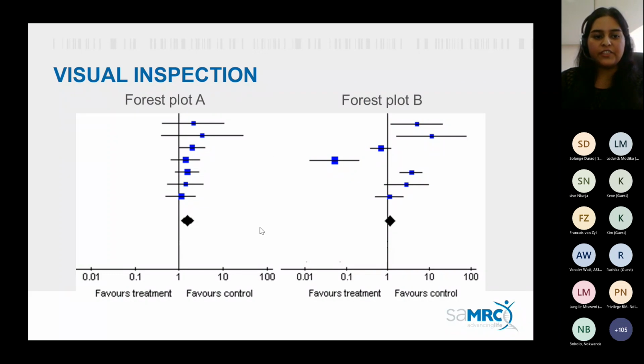So we need to have a visual inspection of the forest plot to also determine if there is heterogeneity or not. So remember, heterogeneity refers to differences between the studies. So between forest plot A and B, which one shows more heterogeneity? You can type in A or B into the chat.